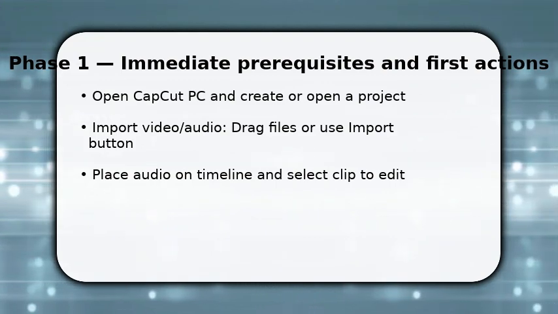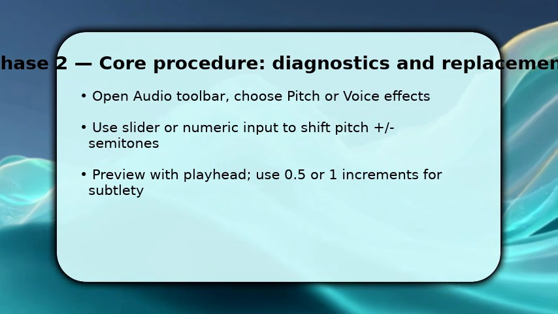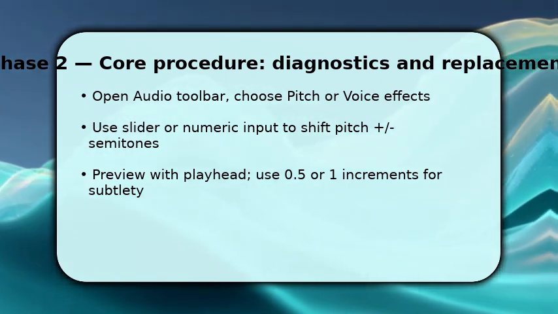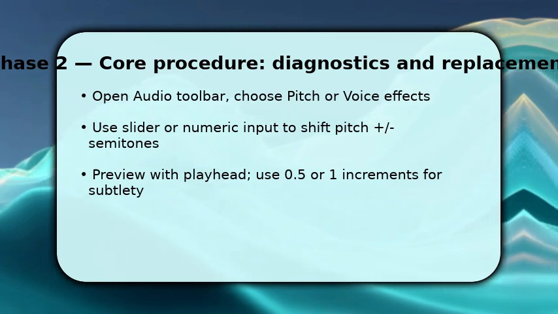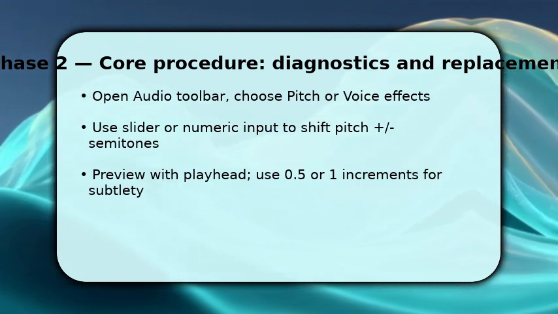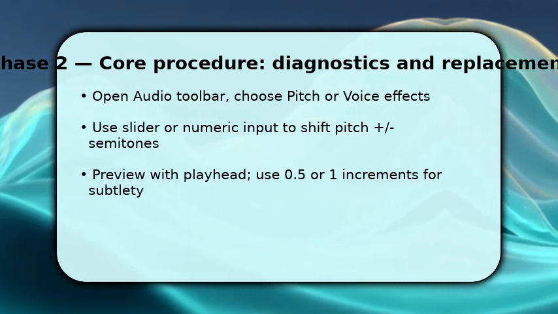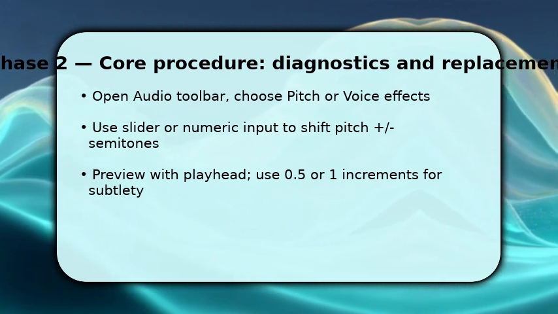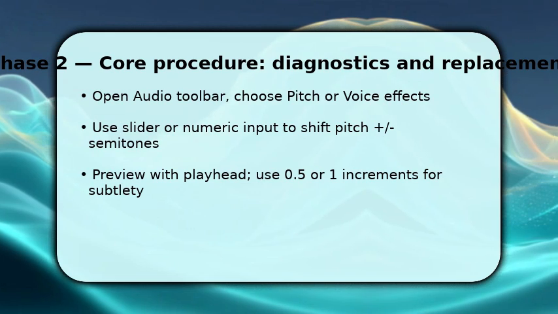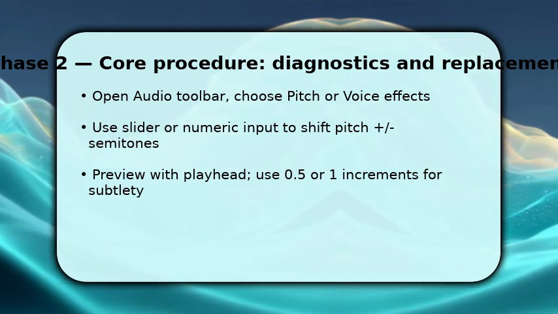Open the audio toolbar and pick pitch or voice effects. You'll see a slider and sometimes numeric fields. Drag or type values to raise or lower pitch by semitones. Make small changes first, 0.5 or 1, because larger shifts alter formants and timbre. Once done, play the clip from the playhead to judge the result. If you need natural sound, apply mild pitch, and combine.